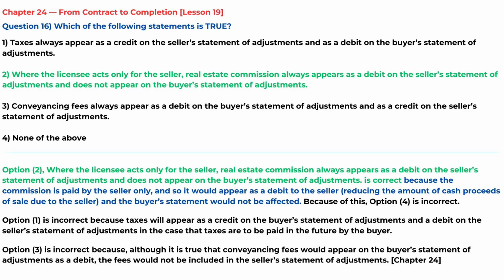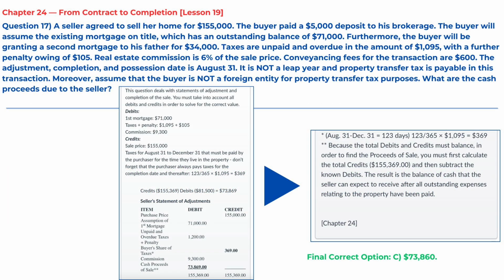Chapter 24. A seller agreed to sell her home for $155,000. The buyer paid a $5,000 deposit to his brokerage. The buyer will assume the existing mortgage on title, which has an outstanding balance of $71,000. Furthermore, the buyer will be granting a second mortgage to his father for $34,000. Taxes are unpaid and overdue in the amount of $1,095, with a further penalty owing of $105. Real estate commission is 6% of the sale price. Conveyancing fees for the transaction are $600.